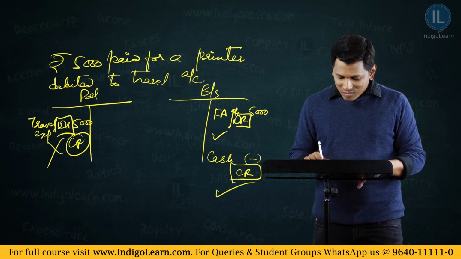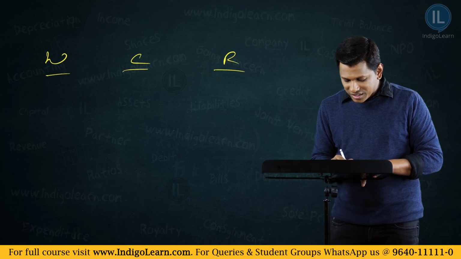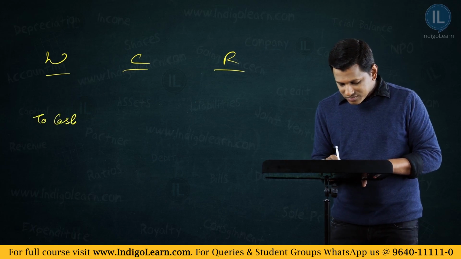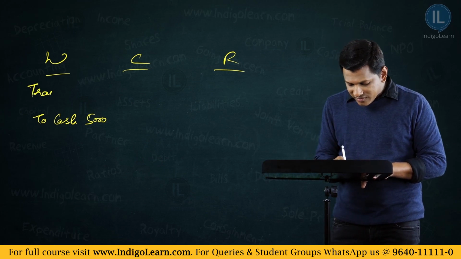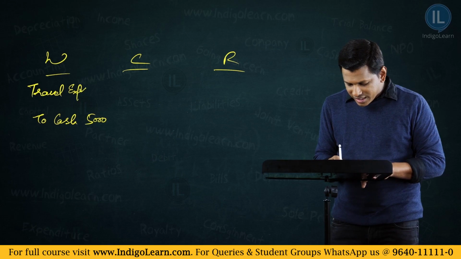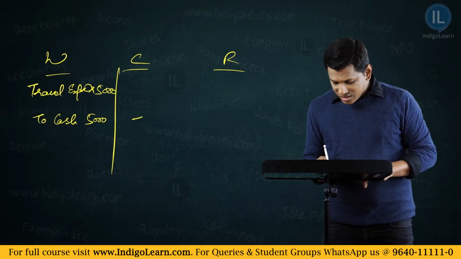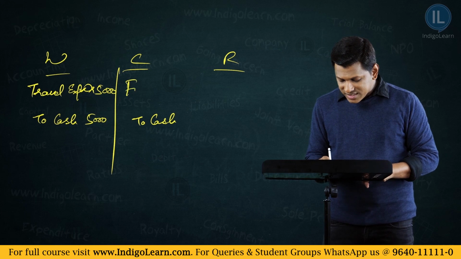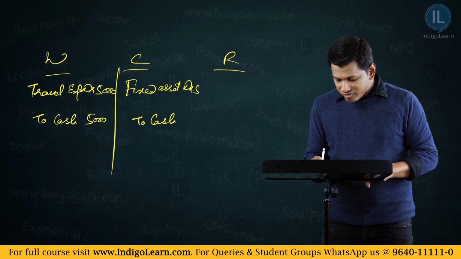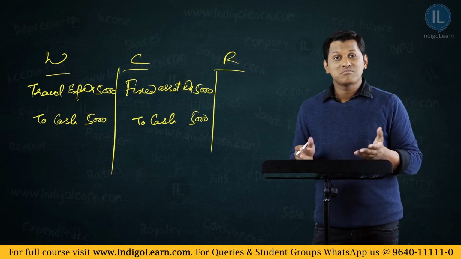So now let us come back to our wrong entry, correct entry, rectification entry. To cash. What was wrongly debited? Travel expenditure debited 5000. Then what is the correct entry? To cash is okay, but we should have debited fixed asset 5000. That is what should have been done, but that was not done.